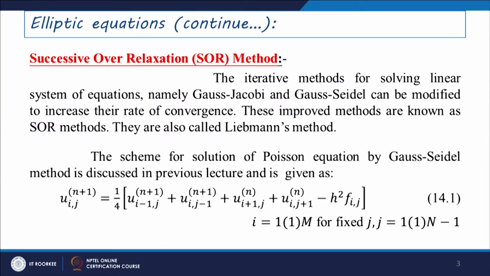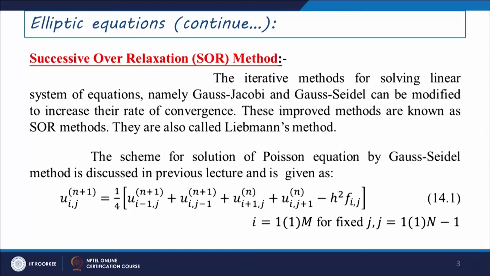If we go for the SOR method, specifically, the iterative methods for solving linear systems of equations, namely Gauss-Jacobi and Gauss-Seidel methods, can be modified to increase their rate of convergence. These improved methods are known as SOR methods. They are also sometimes called Liebmann's method. The scheme for solution of the Poisson equation by the Gauss-Seidel method was discussed in the previous lecture, where we used different iterative procedures to obtain the solutions and the different boundary condition treatments.